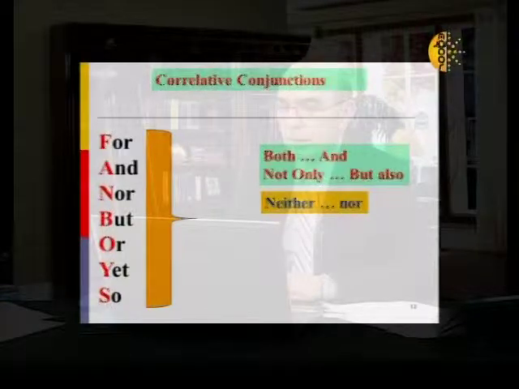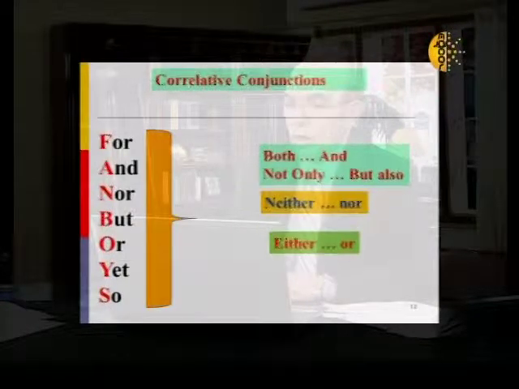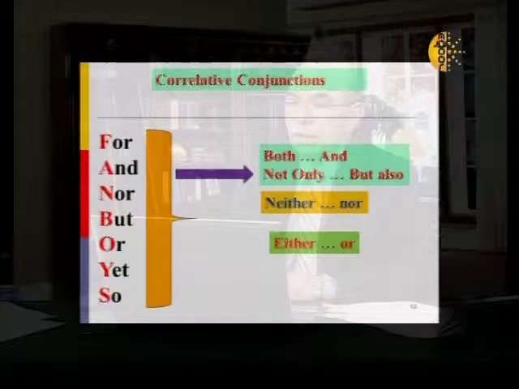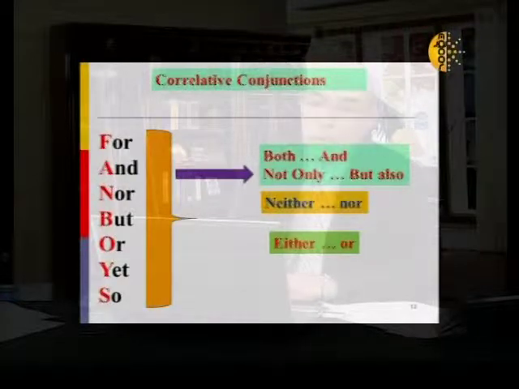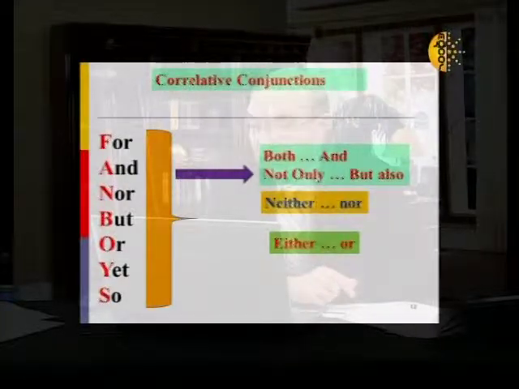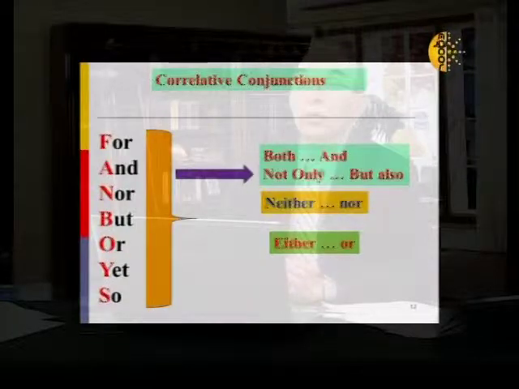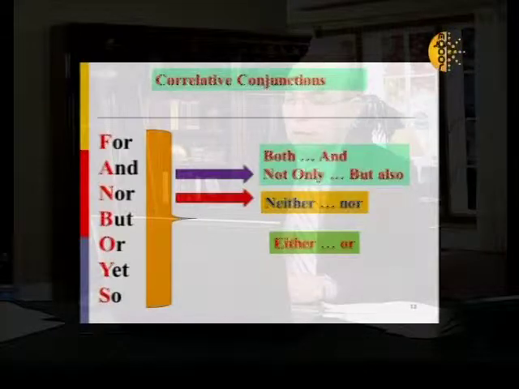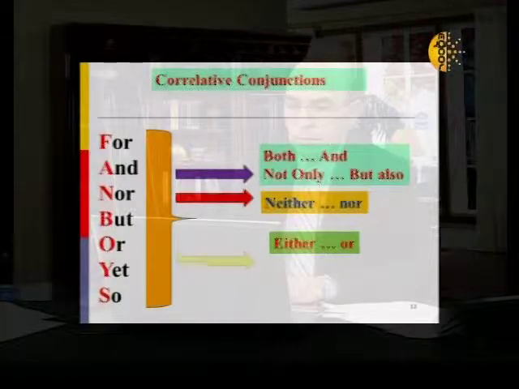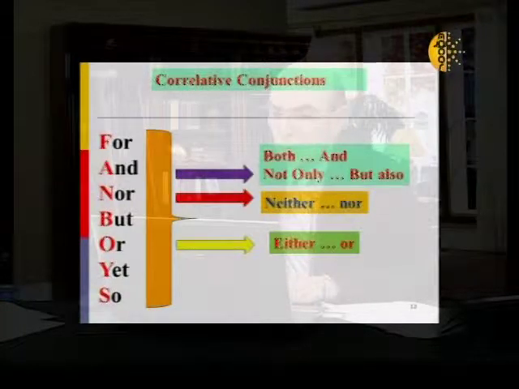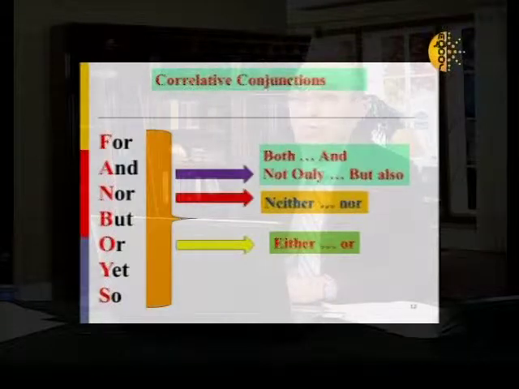Neither nor. And then either or. So you use both and, not only but also to add addition. And it means simply and. Wherever you can use and, you can use not only but also, or both and. Nor is used for negation. So wherever you can use nor, you can also use neither nor. Either or is used for choice.